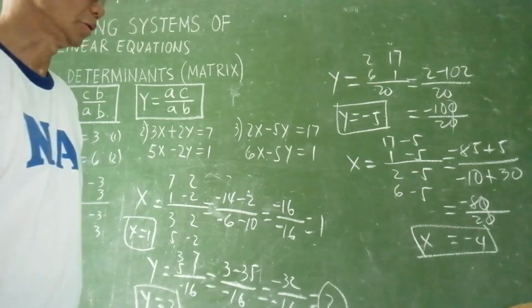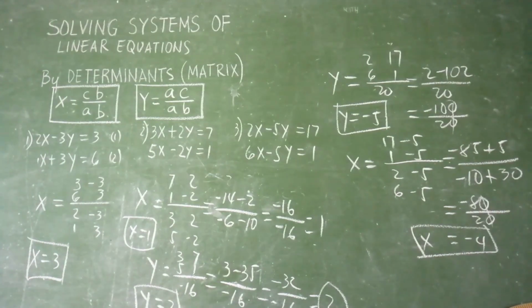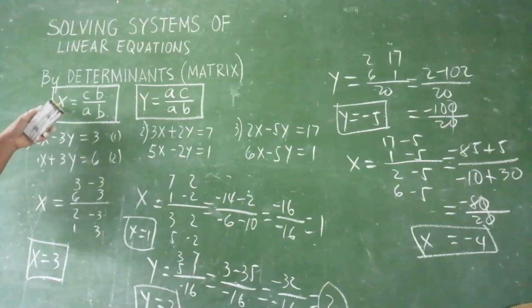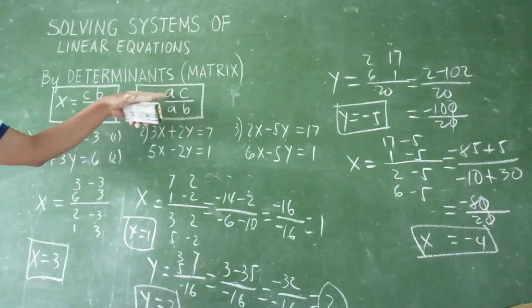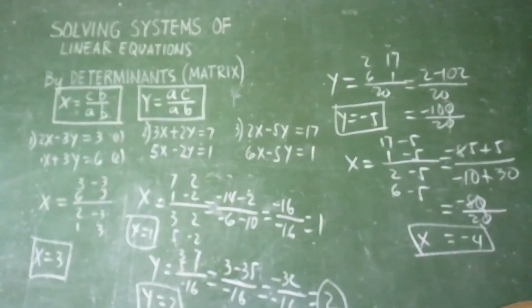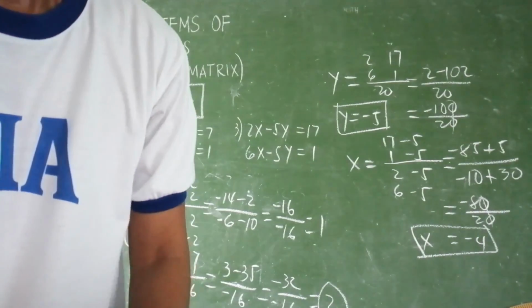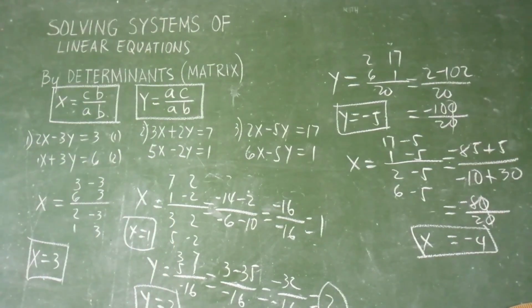So that is called determinants. Just follow the formula. For x it is CB over AB and for y it is AC over AB. That is called determinants or matrix.